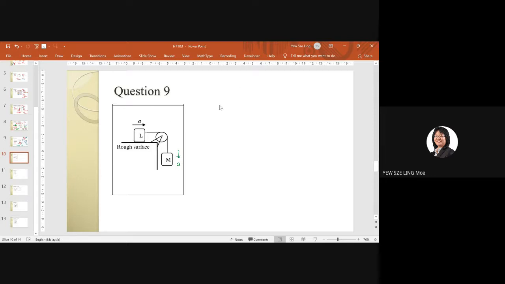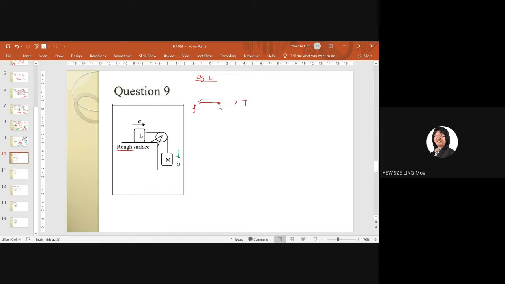So now you have object L. Object L is being connected by a string, so you have a tension. This is object L. So tension is going to the right. Now you place it on the rough surface, so it has a frictional force. In this question, I can just write F because only one object experiences frictional force.